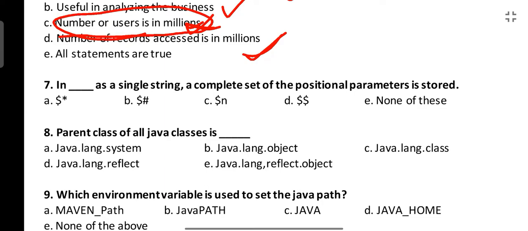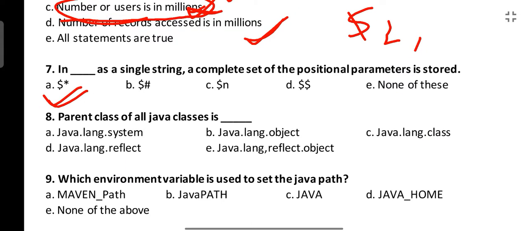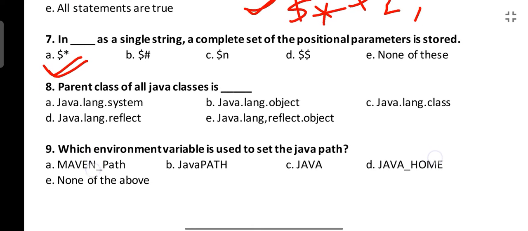Next is, in dash, a single string, a complete set of positional parameters is stored. So this is $*. Suppose we are passing parameters $1, $2 right now. Like this, if we want to take all the positional parameters in one, we can simply give $*. I hope it is clear. $# includes the number of positional parameters passed or number of arguments passed. That is $#. And what does $$ have? It has the process ID.